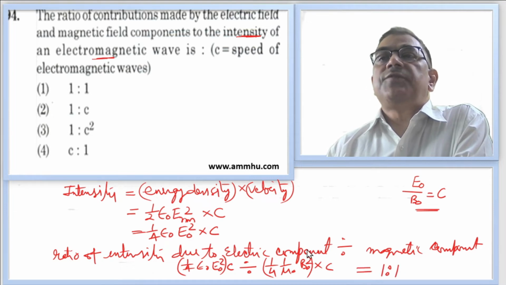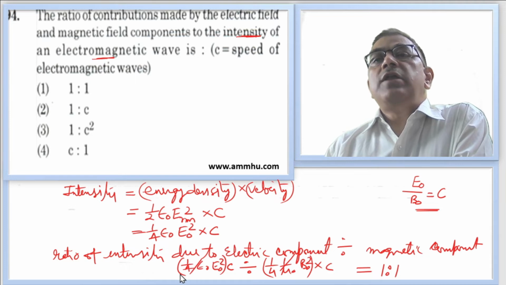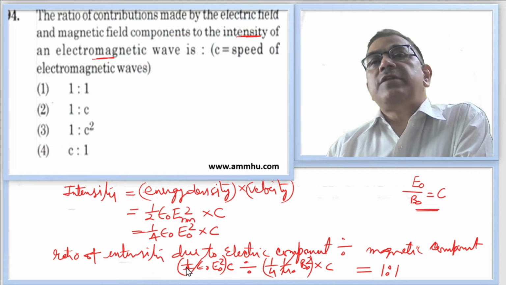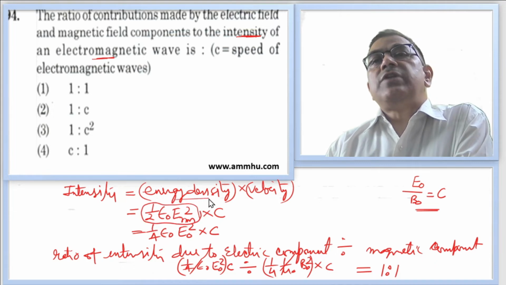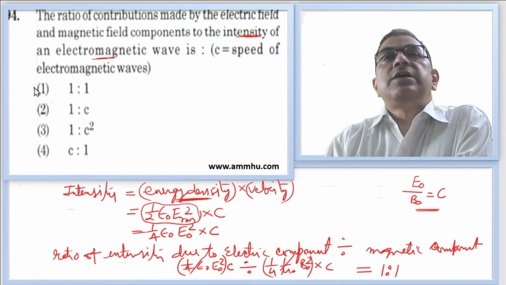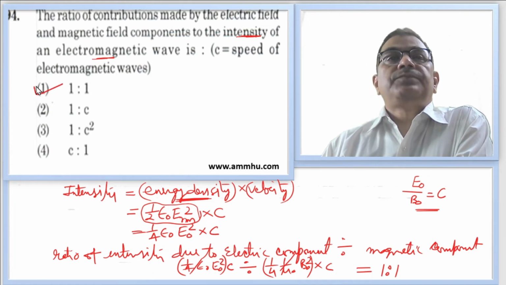This question is from electromagnetic waves, and we already know that the energy per unit volume inside the electric field is the same as the energy per unit volume inside the magnetic field. Is that right? And you see, this term is the energy stored per unit volume inside the electric field, and this is also termed the energy density. Is it right? So the answer is 1:1.